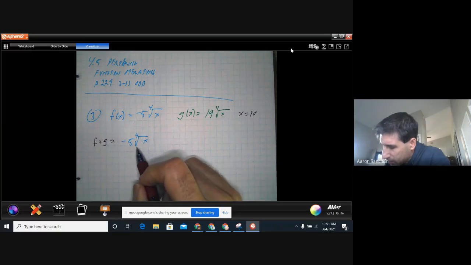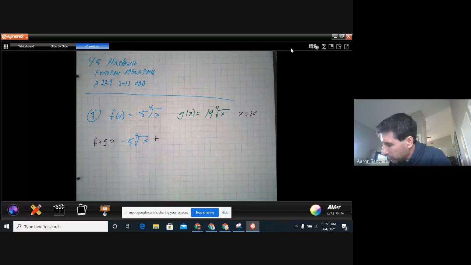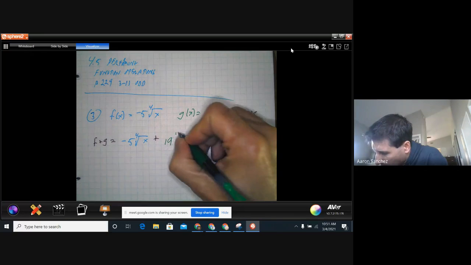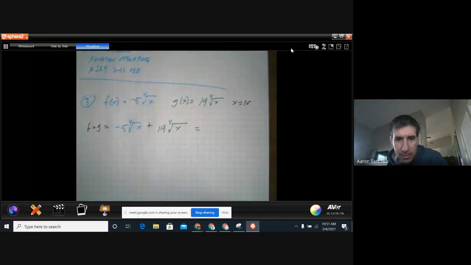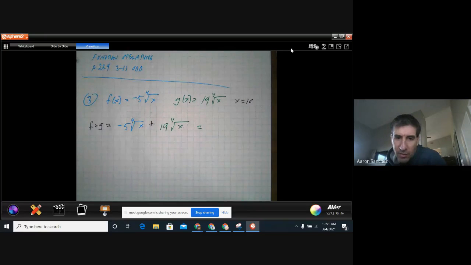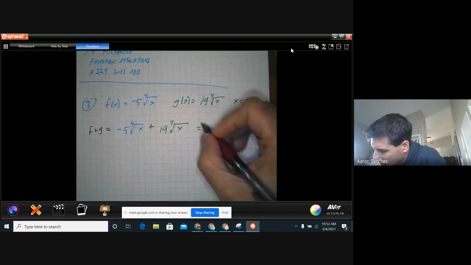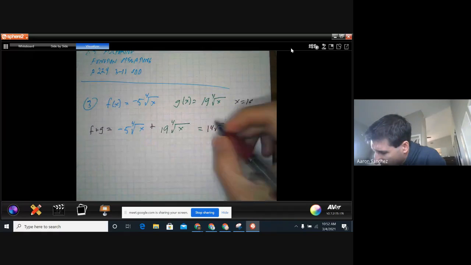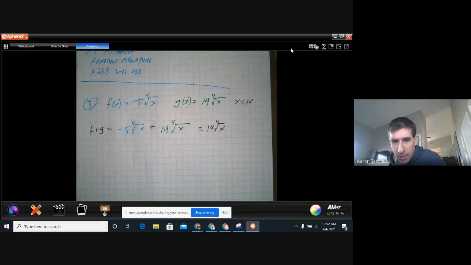Negative 5 times the fourth root of x plus 19 times the fourth root of x. That is going to equal, so we just add them. Negative 5 plus 19. They're opposites, so they're going to subtract, so that'll be positive 14. Just add the negative 5 and the 19. Fourth root of x. Boom, done.